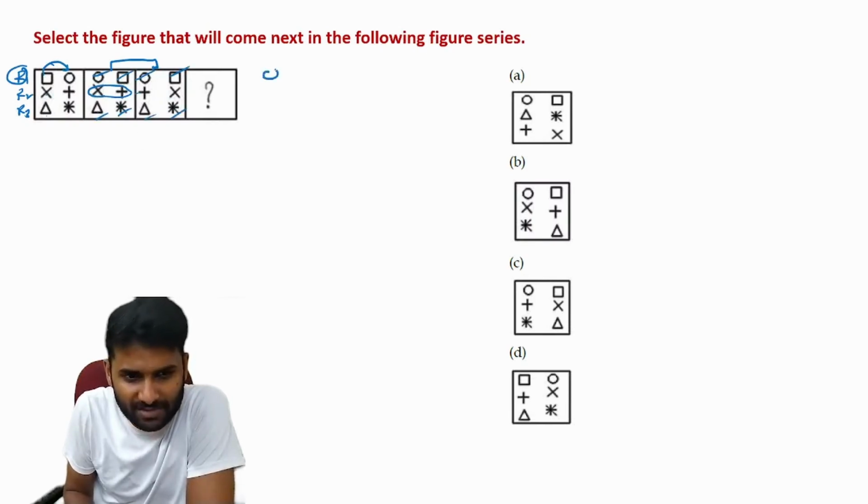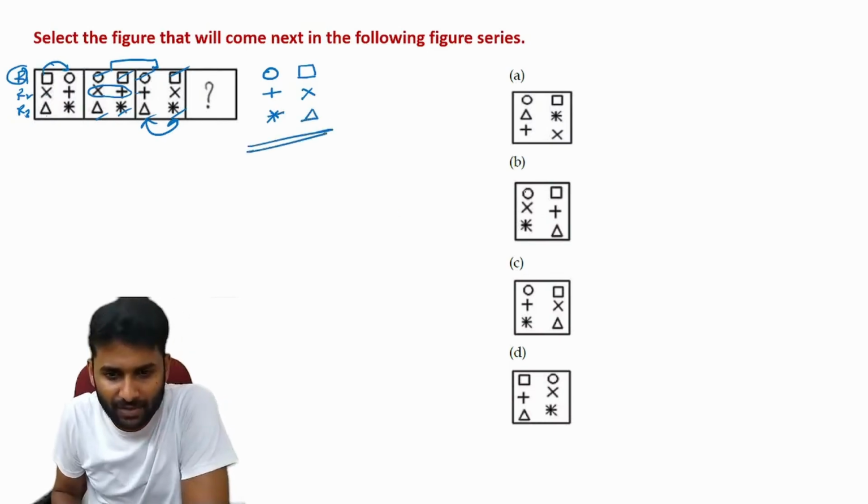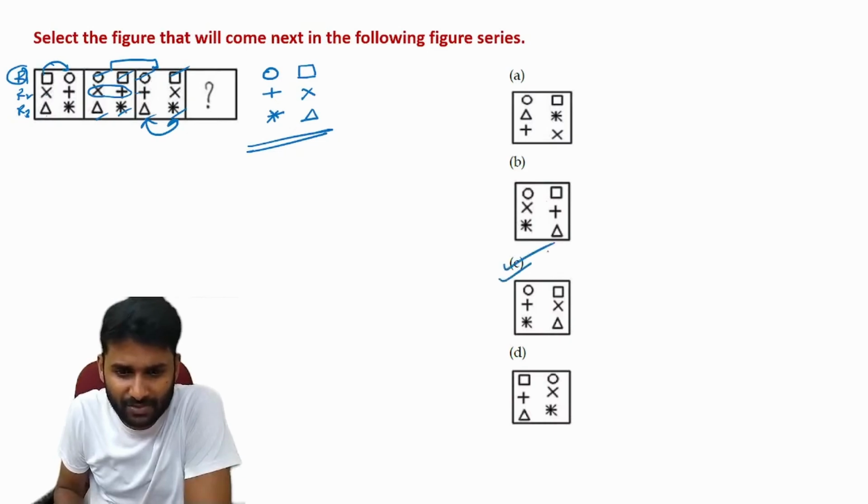If you observe the next one, circle constant, square constant, plus constant, multiplication constant, you have to interchange these elements. Here the star and the triangle. So if you observe option C, circle, and next we need plus. So the suitable answer is C.